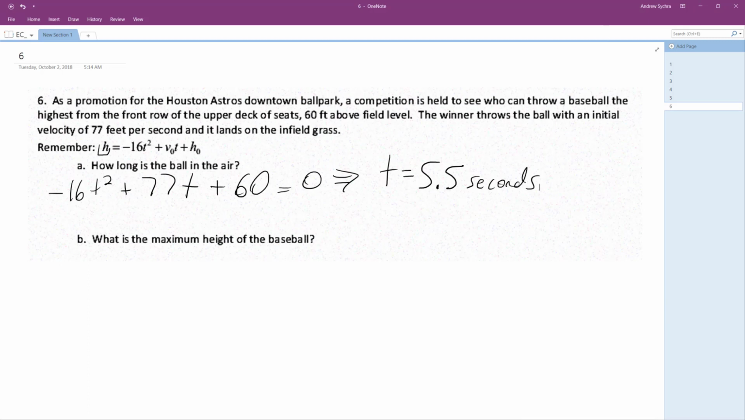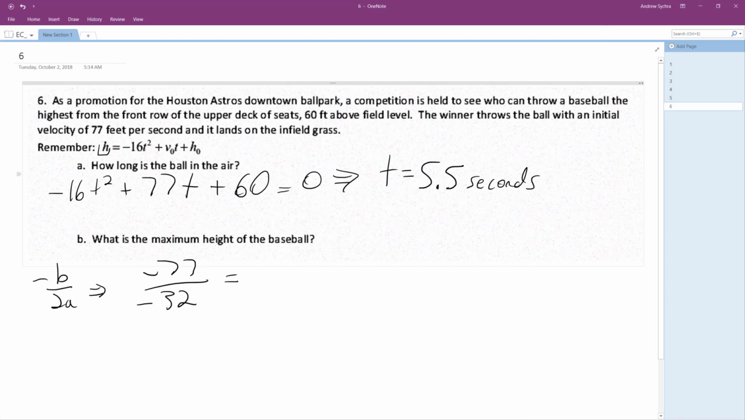What's the maximum? All we do is we take negative b over 2a, so basically negative 77 over negative 2 times 16, so we get 32. Yeah, that's right. So we get at 2.4 seconds.